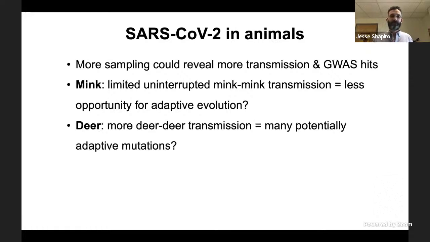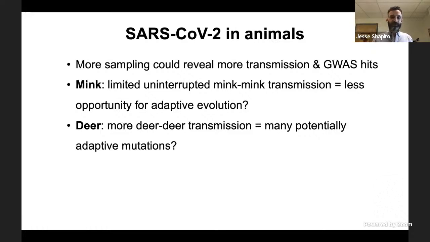Whereas in deer, there's evidence for more sustained deer-to-deer transmission. So there's not a lot of cycles of deer to human to deer. It seems to go into deer and it spreads pretty widely, and there are different lines of evidence to show that. And maybe that could explain why there are more potentially adaptive mutations in deer, because the virus has just larger sustained population sizes in deer.